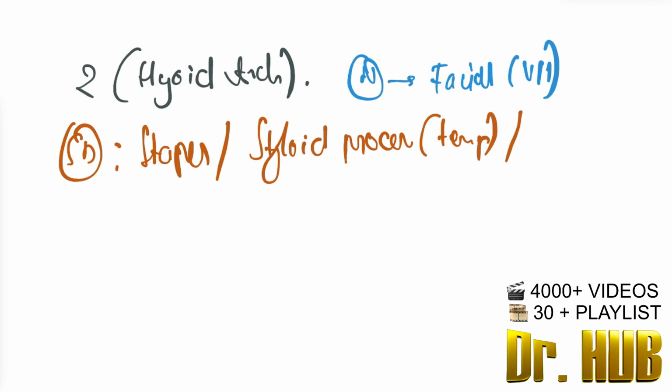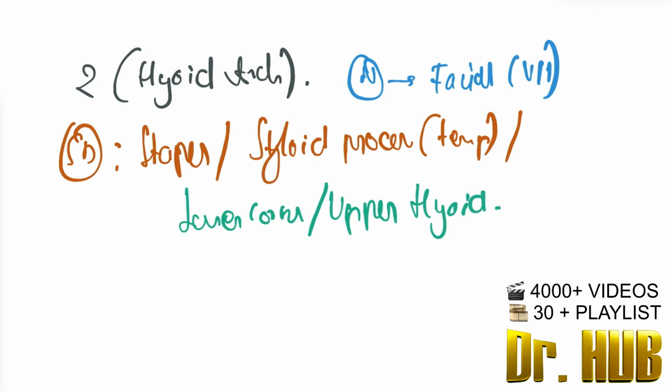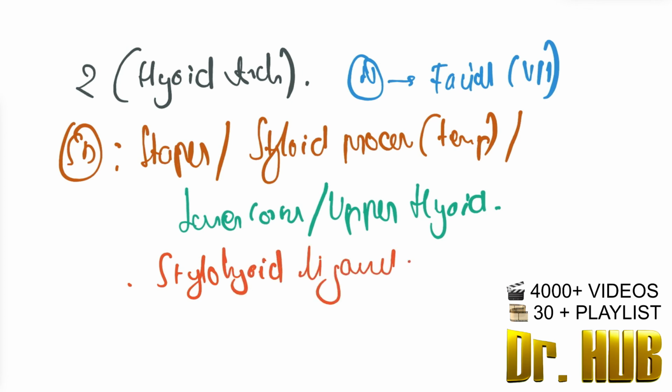Next, there is also the presence of the lesser cornu and the upper hyoid. Next, it includes the stylohyoid ligament. So there is the lesser cornu and the upper hyoid, and there is also a stylohyoid ligament.